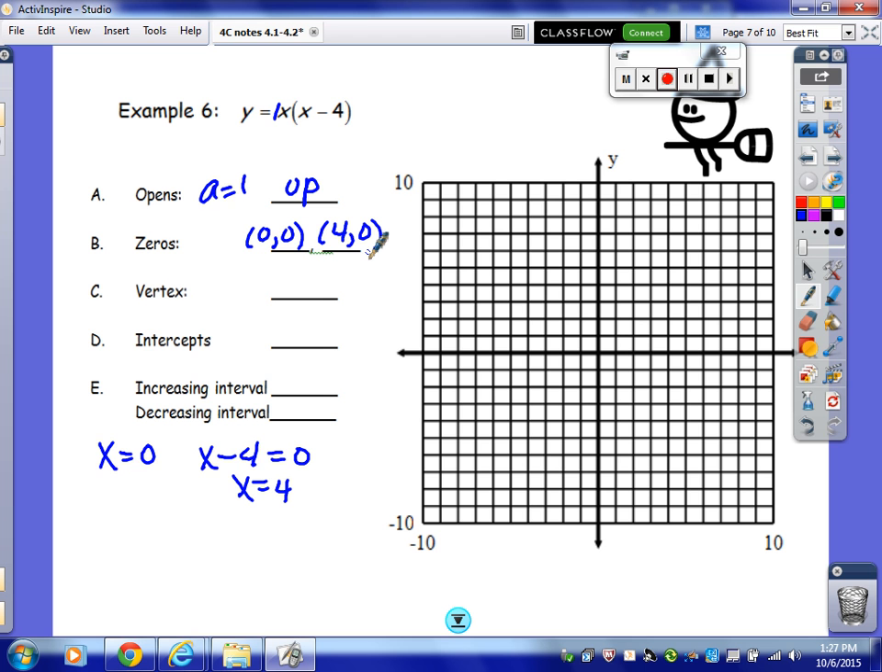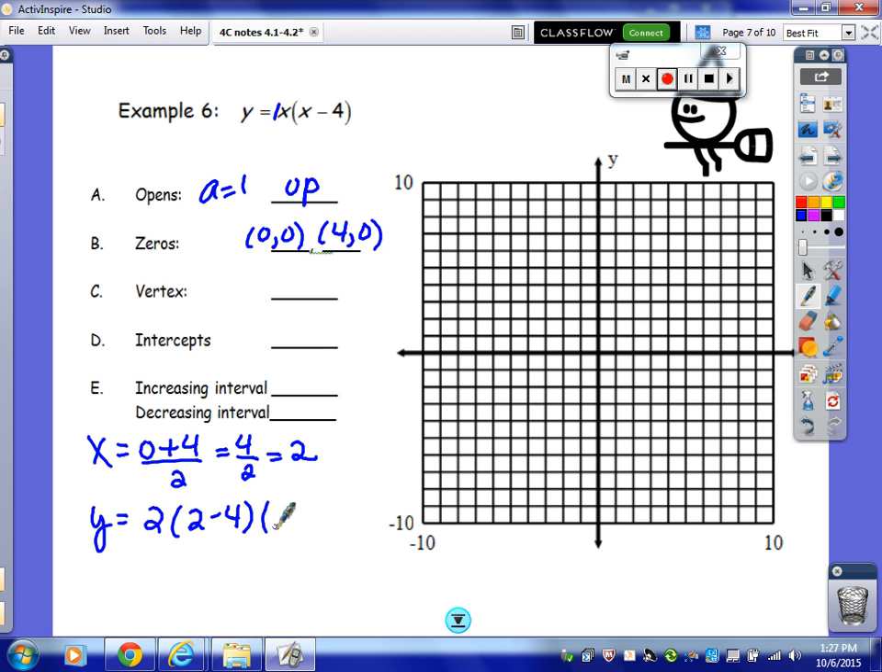All right, let's find the vertex. That means we want to average the zeros. So 0 plus 4 divided by 2. 4/2 is 2. Take that 2 and plug it back in and find the corresponding y value. So 2 times -2 is equal to -4. So (2, -4) is my vertex. My intercepts are (0, 0) and (4, 0).